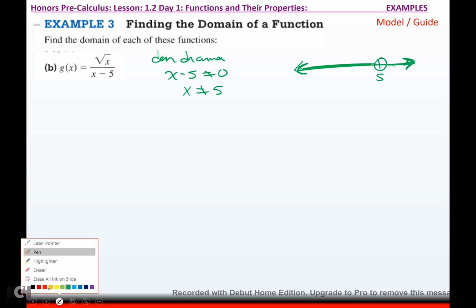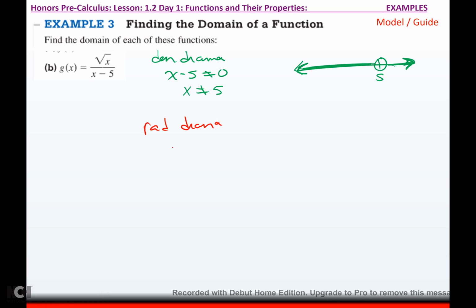Okay, so now I got to do my radical drama, which says, Mr. Radical, you must always stay positive. So square, square, and x must stay greater than or equal to 0. So that says I can include 0 and go to the right. So where we have both colors, not here, that's just green. We have red and green, red and green, red and green. Nope, gotta jump. Red and green, red and green, red and green.